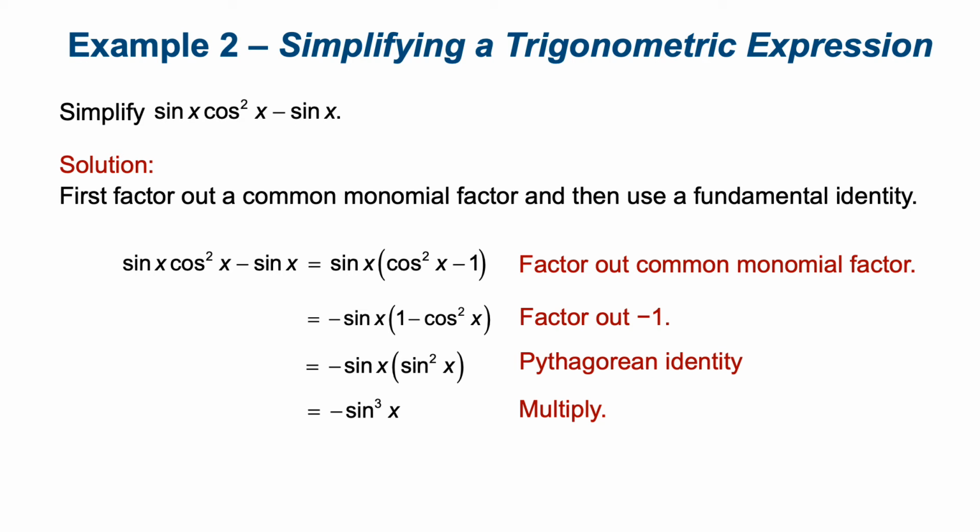Now cosine squared of x minus 1 is very close to sine of x. But if I factor out a negative 1, I know that I have it here. Negative sine of x is equal to 1 minus cosine squared of x. But what is 1 minus cosine squared of x? Well, that's just sine squared of x, okay? So sine squared of x times negative sine of x will give me negative sine cubed of x. Okay, so that is that for that.